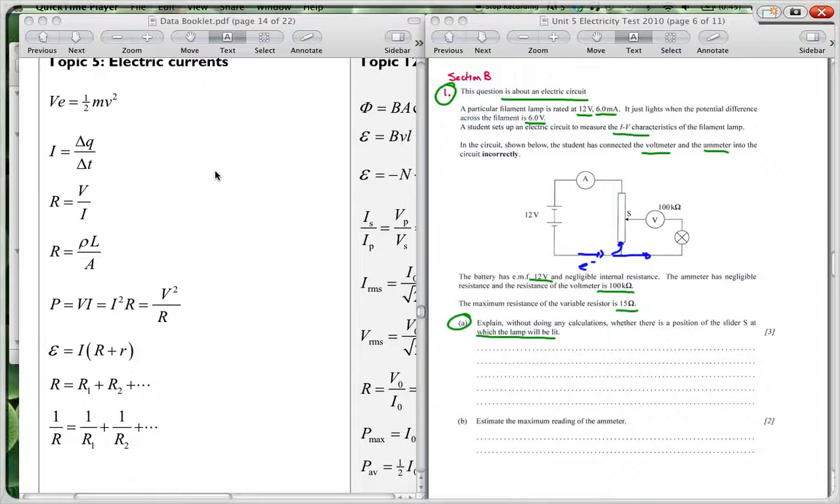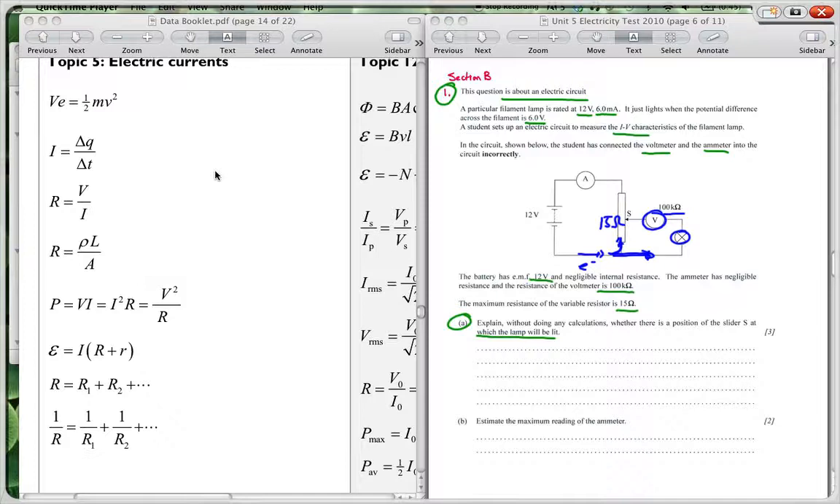Now, because you've got this voltmeter with 100 kilo ohms, that's 100,000 ohms, and this is only 15 ohms, you're going to get very little current. A tiny fraction of the current is actually going to go through this path over here, through the light bulb. And so the vast majority of the current is going to go through your 15 ohms. So it doesn't matter where you slide it.